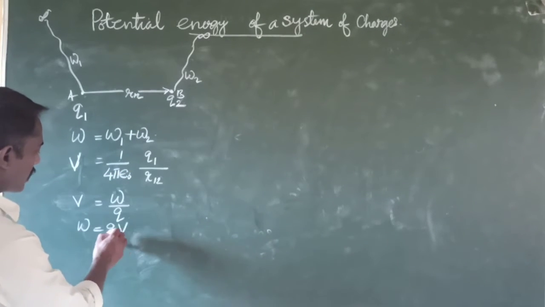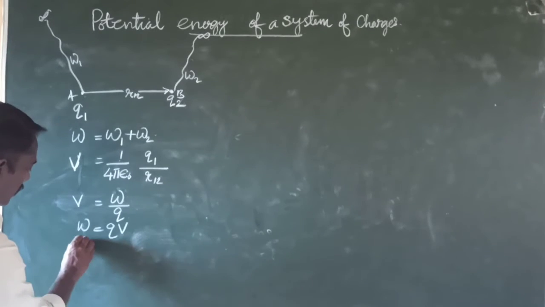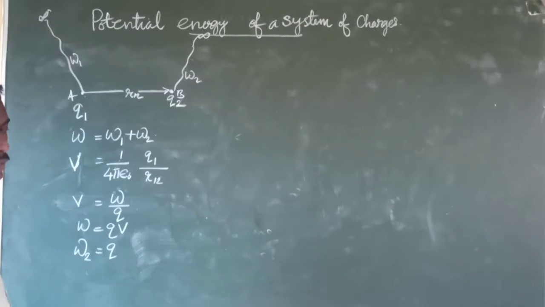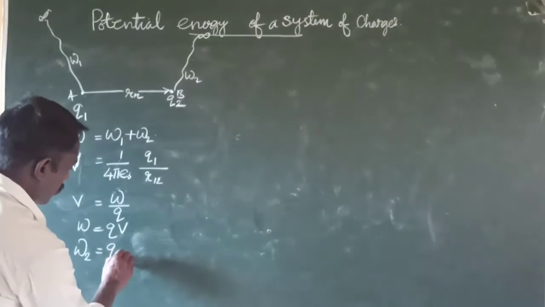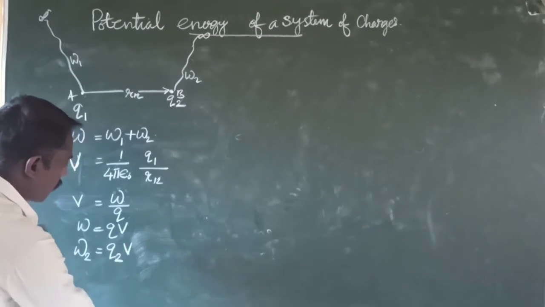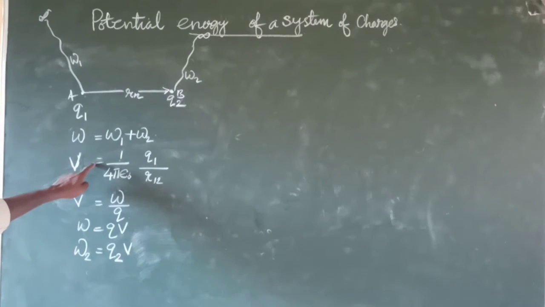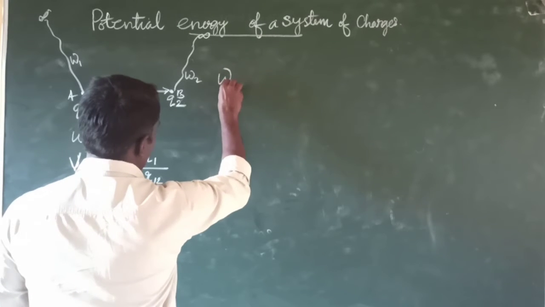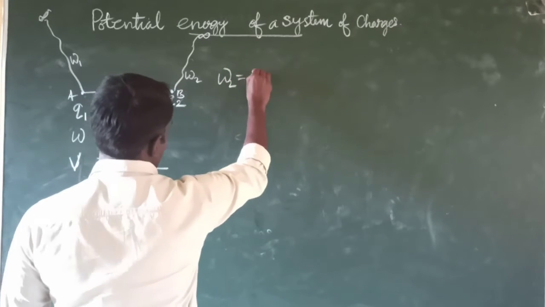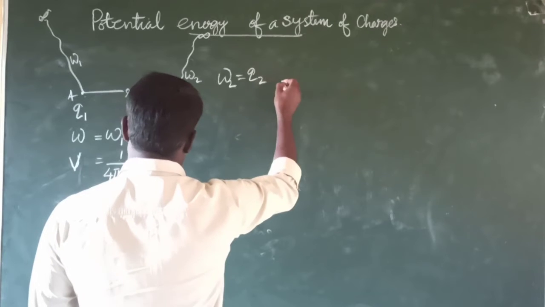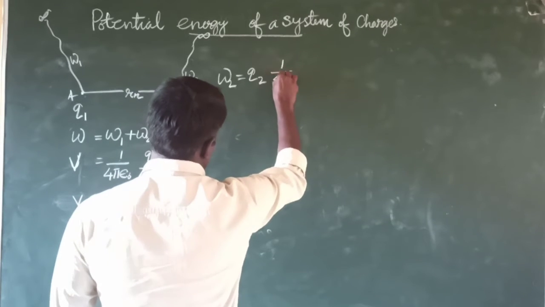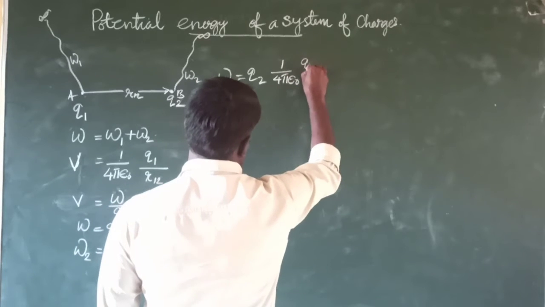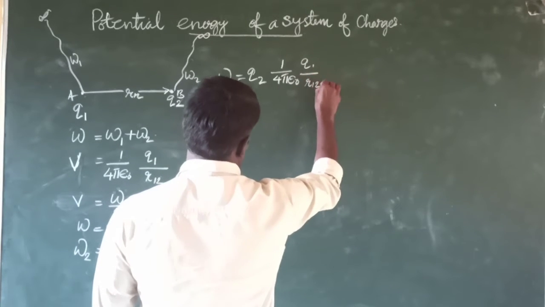So therefore this equation can be rewritten. We need to find out W2, that is equal to, at which charge we are bringing? The charge Q2. So Q2 V. And what is the potential? This is the potential here. Now we are substituting the value: W2 is equal to Q2 into the value of V, 1 by 4 pi epsilon 0 into Q1 divided by R12.